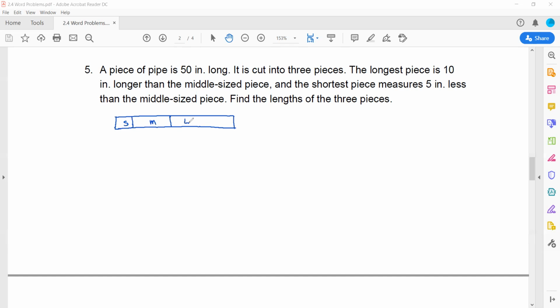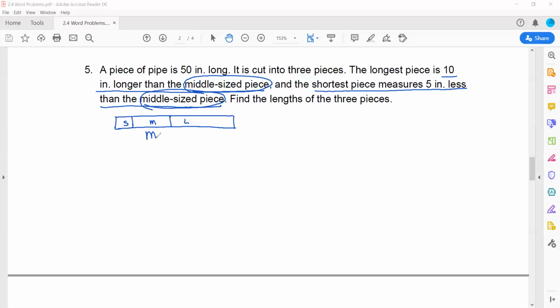We know the longest piece is 10 inches longer than the middle piece, and the shortest piece is 5 inches less than the middle piece. If you notice for this one, we're comparing both of these pieces to the middle-sized piece. There are a lot of problems like this where you're comparing multiple things to one other quantity. Since we're comparing both of them to the middle-sized piece, it's easiest to label that piece as your variable. So let's label our middle-sized piece as M.